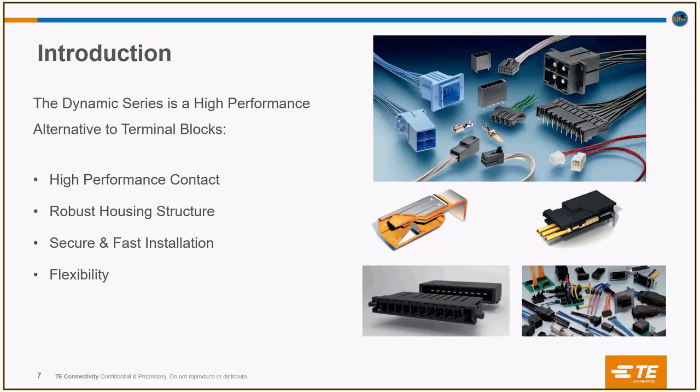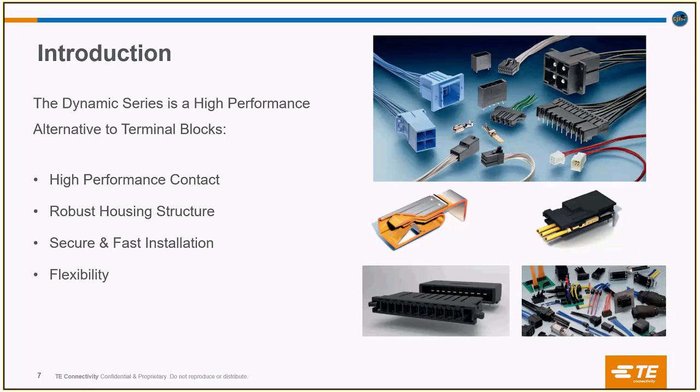Coming to the second point, we have a robust housing structure. Alright, for the robust housing structure, it is vibration resistant, which is designed to withstand the most demanding and inhospitable environments. Now, in the previous slide, we saw the target markets and the applications. They are very rugged, they are very, if you see the robotic arms would be constantly in vibration.